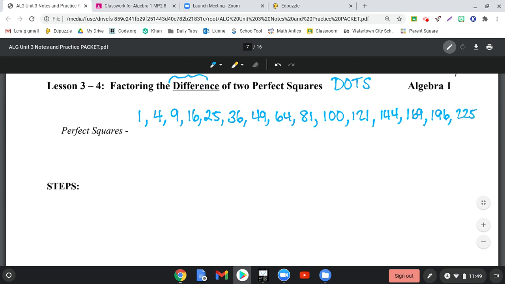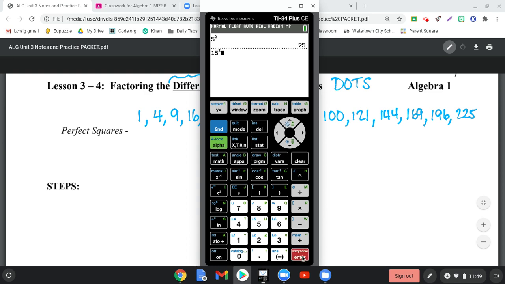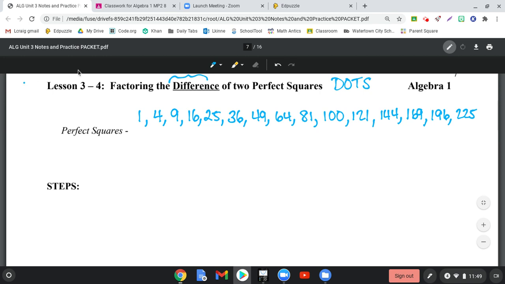Now, you can use your calculator to find that. There's a couple different ways. If you did 5 squared, that's 25. 15 squared, 225. If you wanted to go the other way, so if you see one of these numbers pop up and you're like, oh, I don't know, I think 196, the square root button and the squared are the same button. You just hit second, x squared, and then you can type in 196. That gives 14. Okay, so keep that in mind.